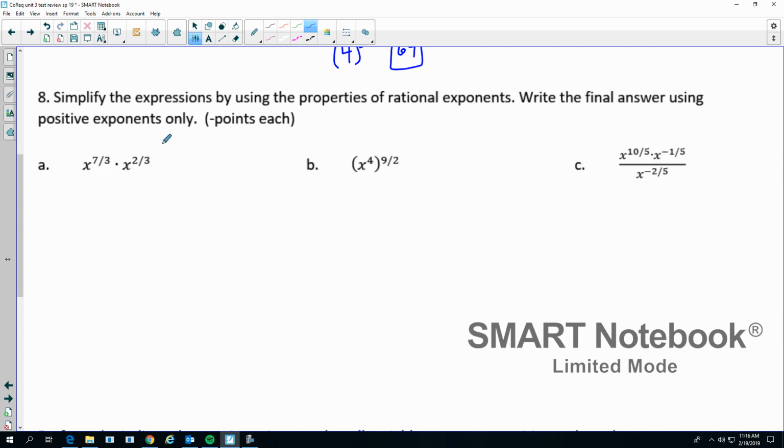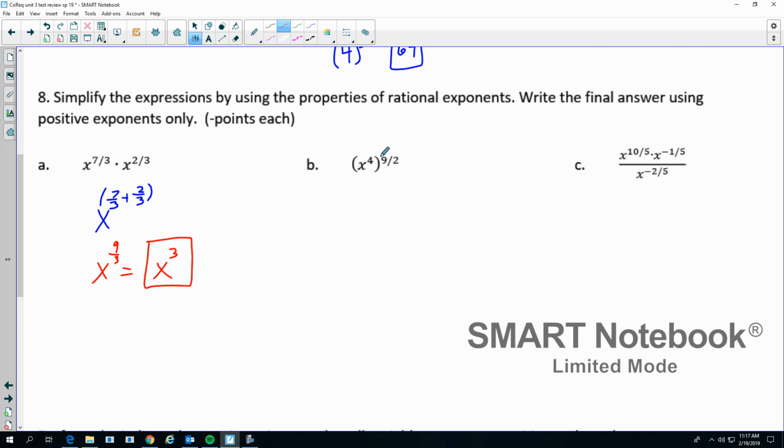So we know all the rules, okay? So here is the product rule. When you multiply, you add the exponents. So this is going to become x to the 7/3 plus 2/3, okay? When you add that together, you've got your common denominator, so that makes life pretty easy. It's going to become 9 over 3, which we can reduce down to x to the power of 3. That is it, okay? Just 7 plus 2 is 9, and 9 over 3 reduces to a 3.